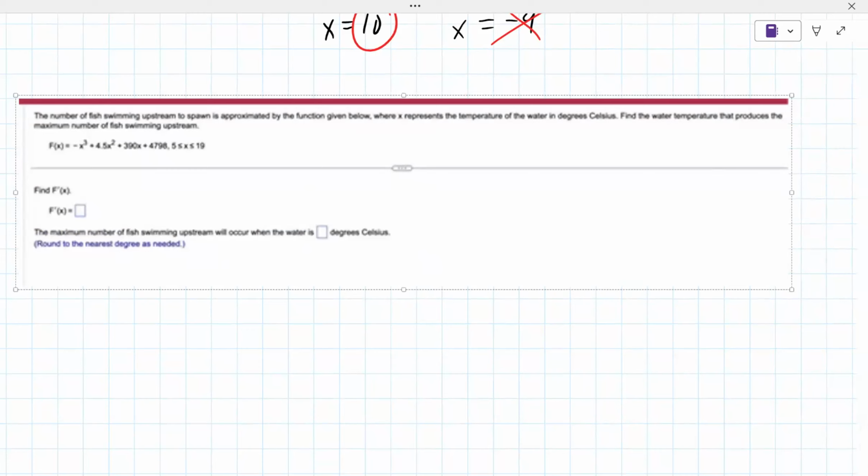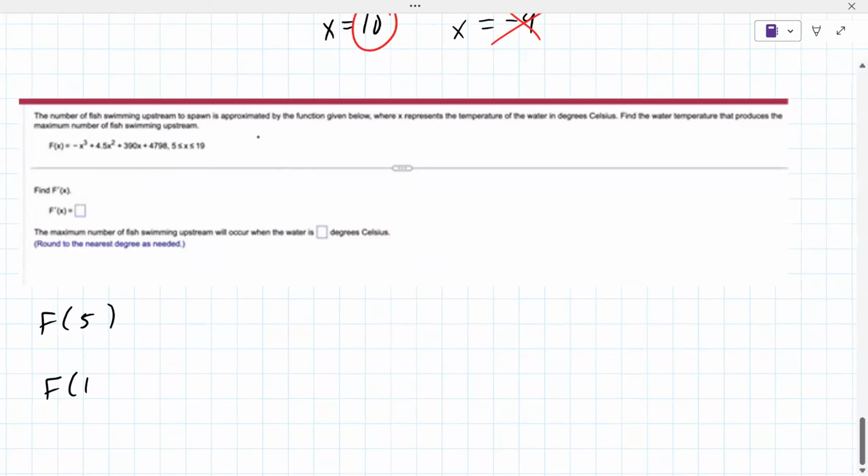So this one again, you can read the words if you want. I mean, I don't know, maybe you're interested in the number of fish swimming upstream. Yeah, I'm not, but you are. You always evaluate the function at the two endpoints, f of 5 and f of 19. So we'll get to that. For some reason, they want you to take the derivative first and enter the derivative in. That's fine. But the maximum of fish is going to occur at either one of the endpoints or where the derivative equals 0, over and over again, the same thing.